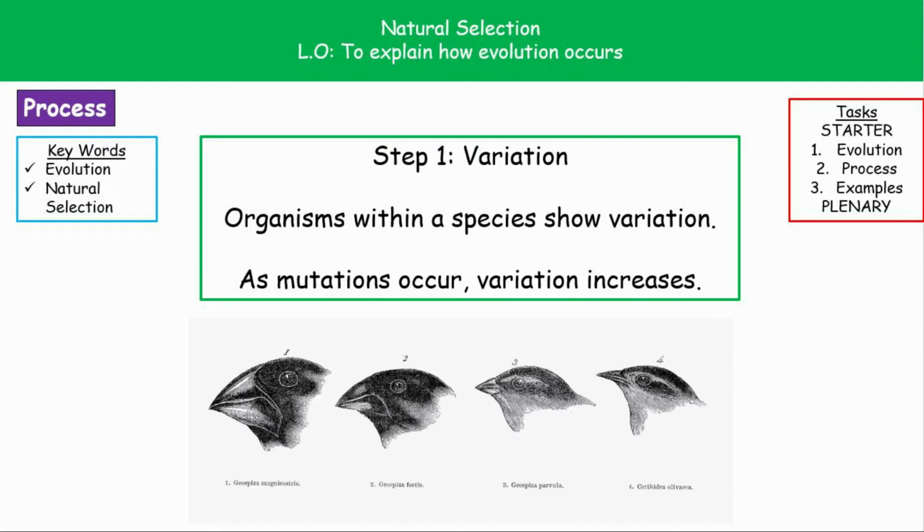So our first step is variation. And what do we mean by that? What we actually mean is that within any given species, the organisms within that species show variation. So they show differences to one another. And what we find is that as mutations occur, so changes in the DNA, then we get an increase in variation. So our first step is organisms within a species show variation, and those variations are caused by mutations.